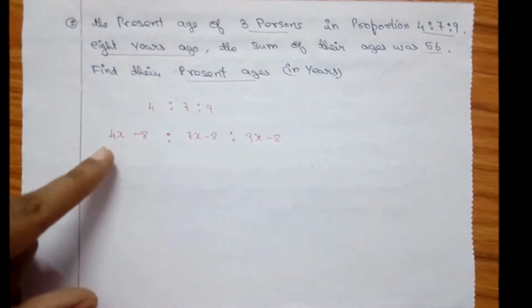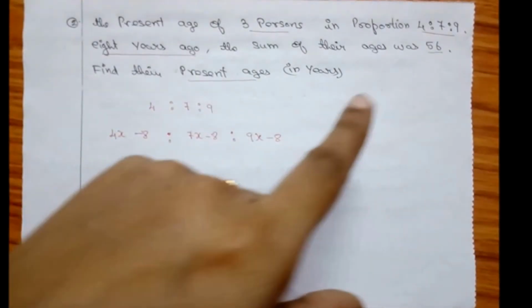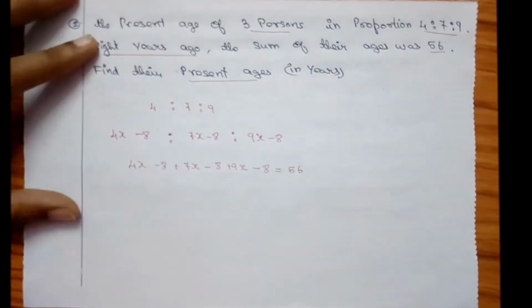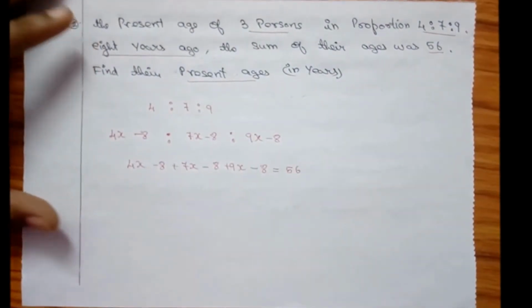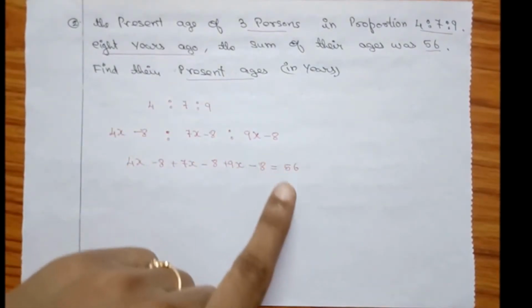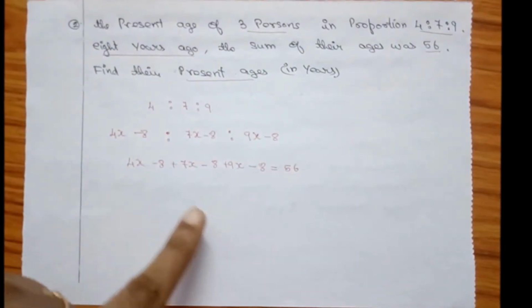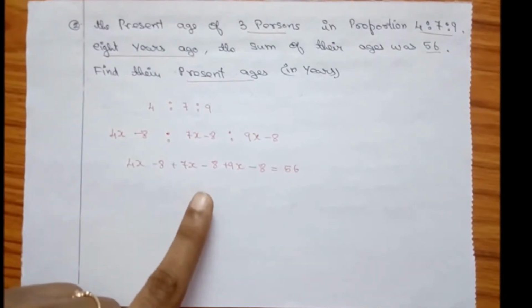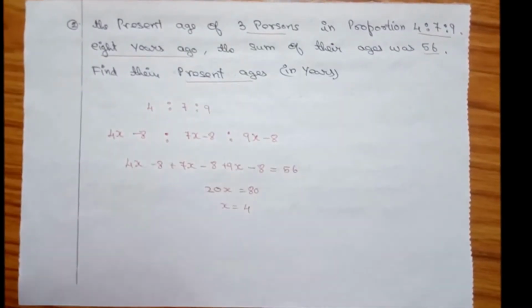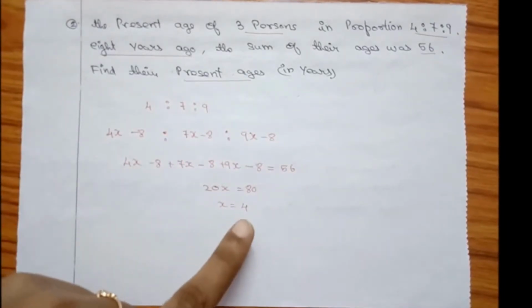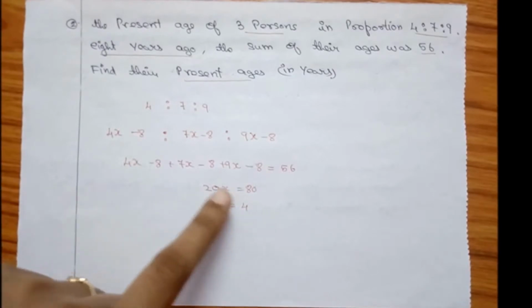Okay, so if I add these three ratios, the sum of their ages will be 56. This is the equation which I have formed by adding these three ratios, which gives me 56. Now from this equation I am going to find the x value. So now I have found the x value here, which is x equal to 4.